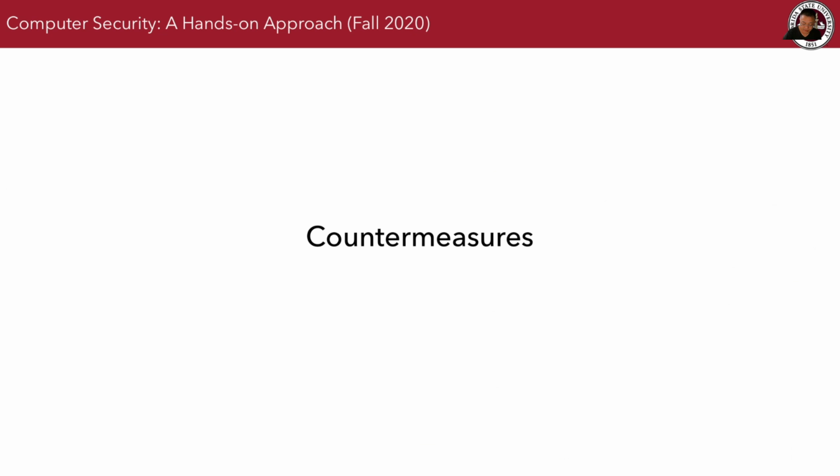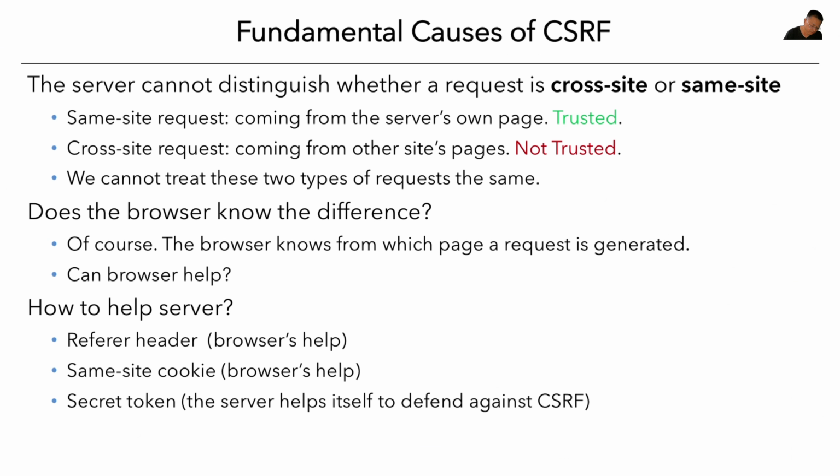Okay, next let's talk about countermeasures. So the fundamental cause of cross-site request forgery is that the server couldn't distinguish whether the request is cross-site or same-site. If it's same-site, it can be trusted. If it's cross-site, you should not trust this. Okay?